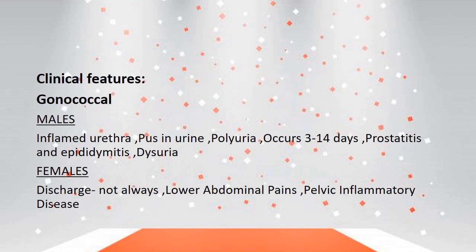On clinical features, it's categorized as either gonococcal or non-gonococcal. So in males, there's an inflamed urethra, then fasting urine, then polyuria, which is passage of so much urine, which occurs in 3 to 14 days. Then there is prostatitis and epididymitis, which is inflammation of the prostate and inflammation of the epididymis, respectively. Then there is dysuria, which is painful urination.